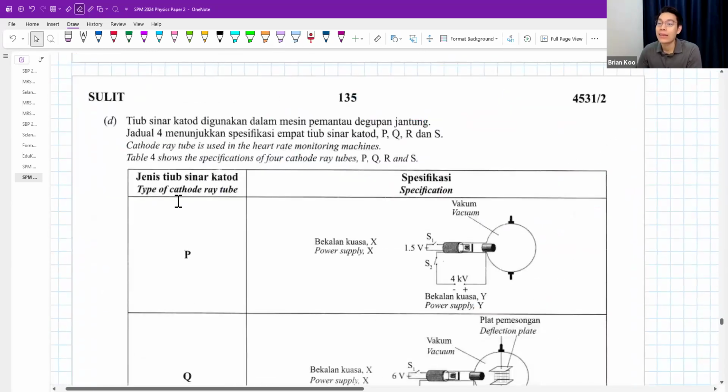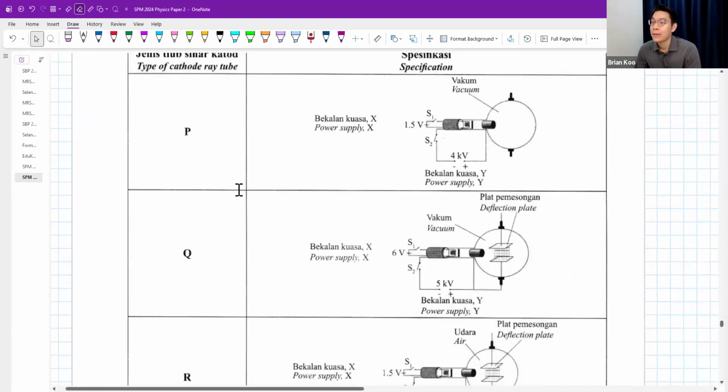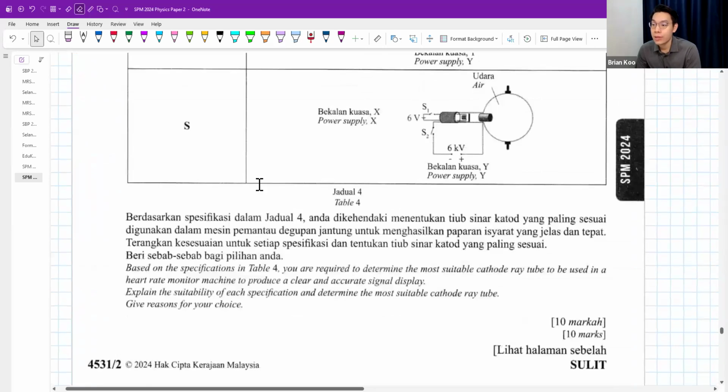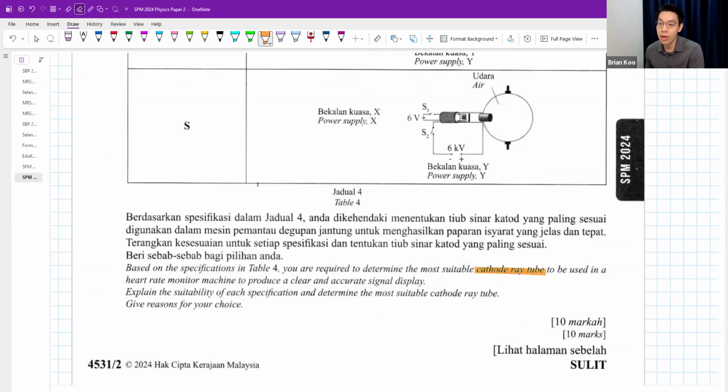Okay. Part D, the cathode ray tube is used in a heart rate monitor machine. Table 4 shows the specification of 4 cathode ray tubes P, Q, R, S. So down here they also mentioned you want to determine the most suitable cathode ray tube to be used in a heart rate monitor machine to produce a clear and accurate signal display. Explain the suitability of each specification and determine the most suitable one.